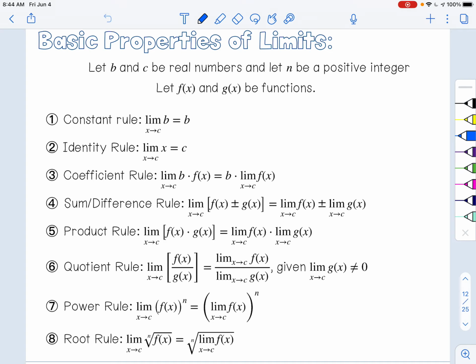So limits have some basic properties. For these properties, B and C are just going to represent real numbers, N is going to be a positive integer, so a positive whole number, and F and G are going to be some functions. So the first rule is the constant rule.